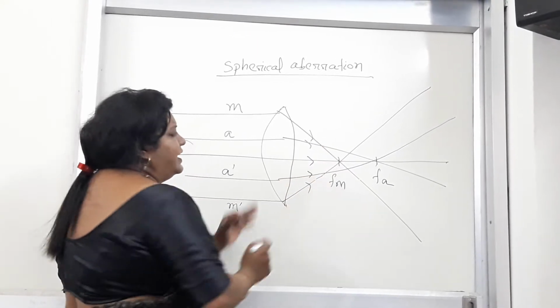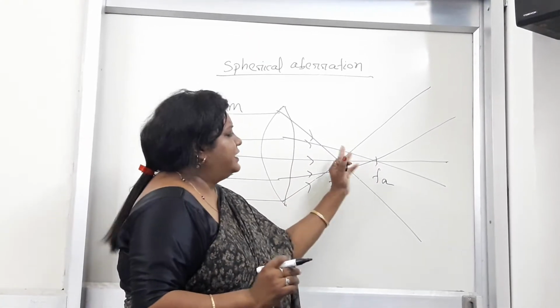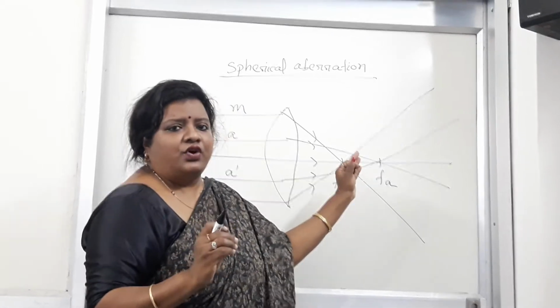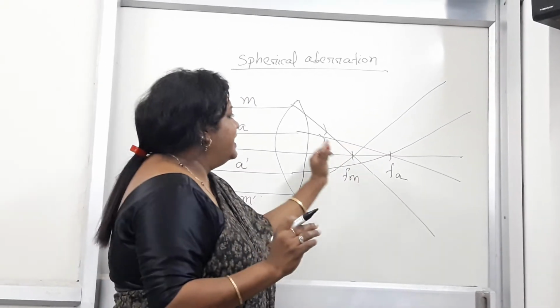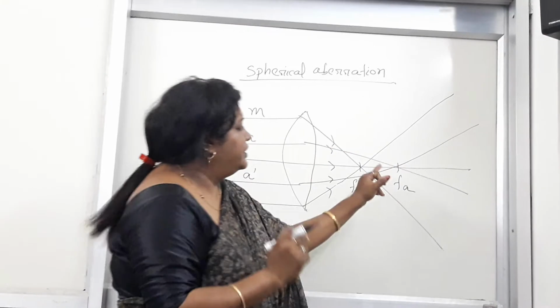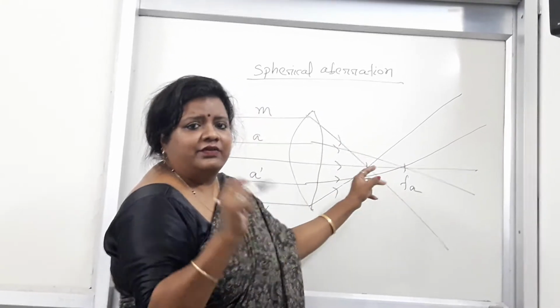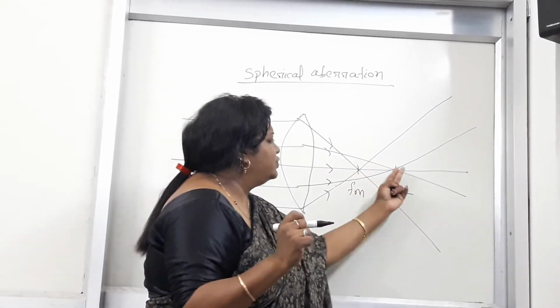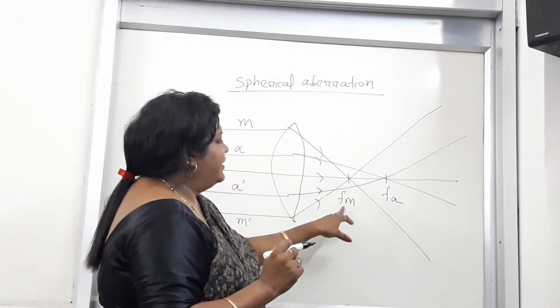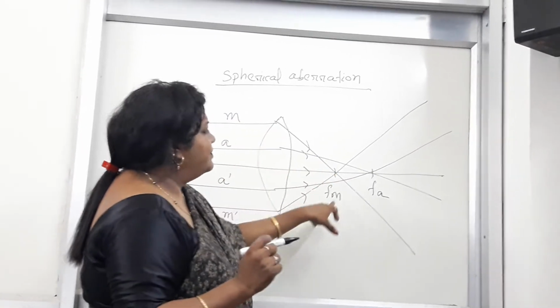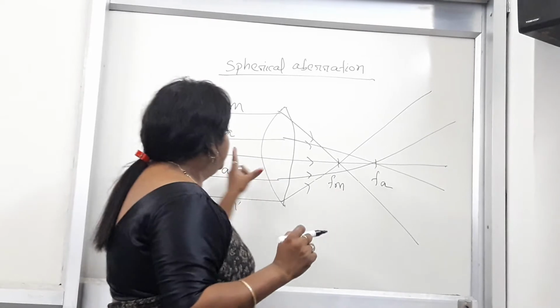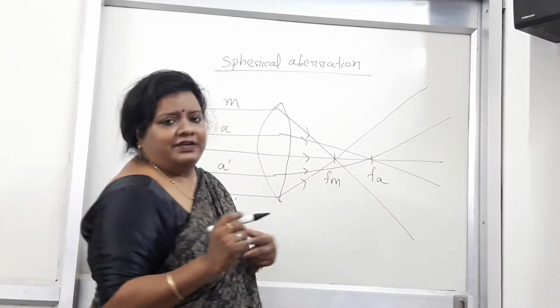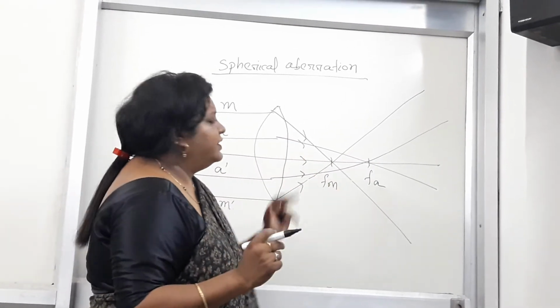the set of rays are not focused at a particular point, and that is called aberration. They are incapable of focusing at a single point. Instead of focusing at one point, they are focused at two different points, that is Fm due to the focusing of marginal rays and Fa due to the focusing of axial rays. So what happened after refraction?